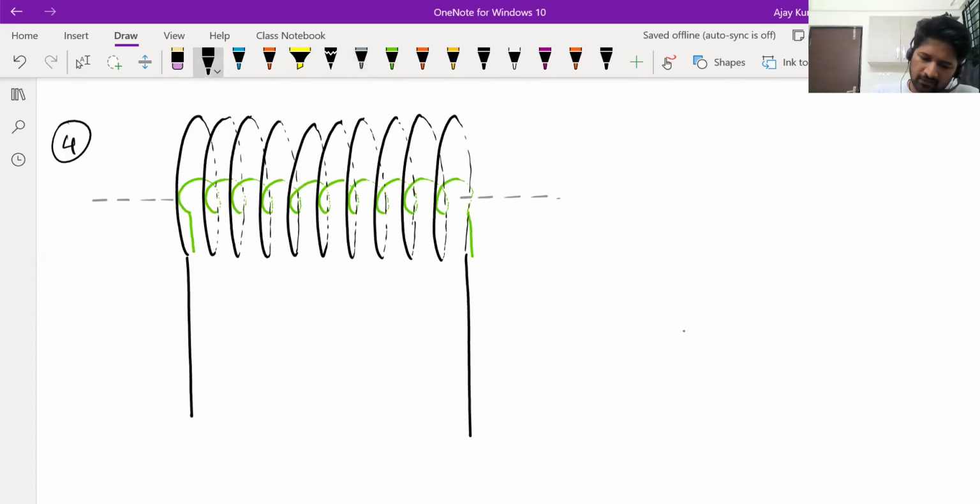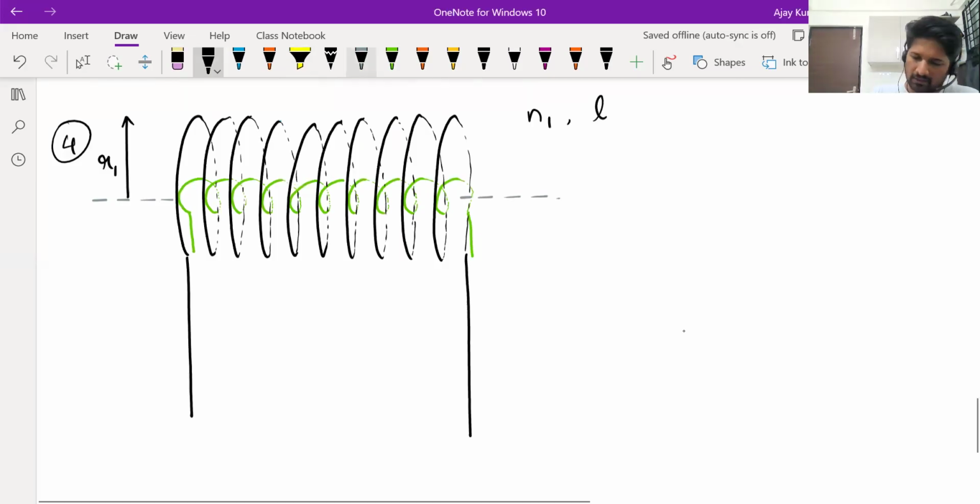Okay. The black one's radius, let it be R1, and assume it has n1 number of turns per unit length. For a solenoid, small n stands for number of turns per unit length. And let's say its total length is L.